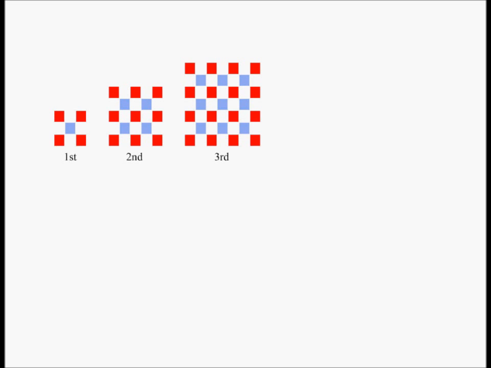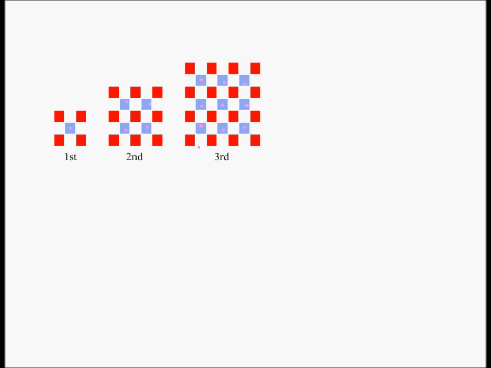Now, if you visualize the pattern as if it's made out of blue tiles and red tiles, now you don't have to change the colors, it's just to help you visualize. You're going to see that these are all square numbers. This is a square number, one square. This is 2 squared, and this is 3 squared. Okay, and the remaining red tiles here are also square numbers.